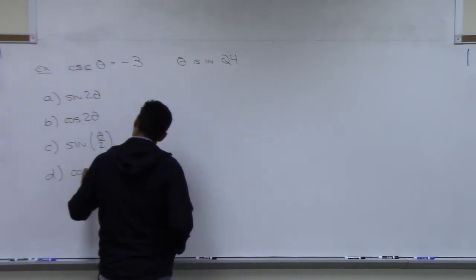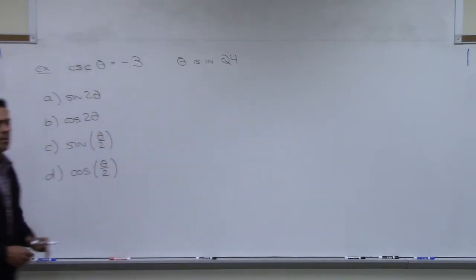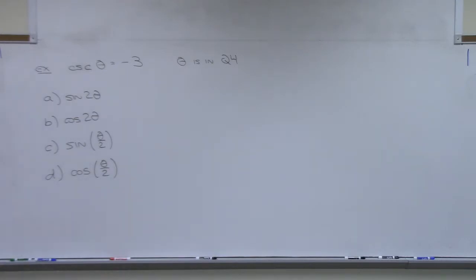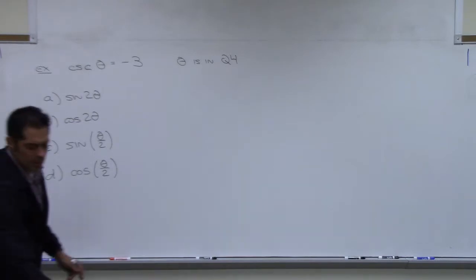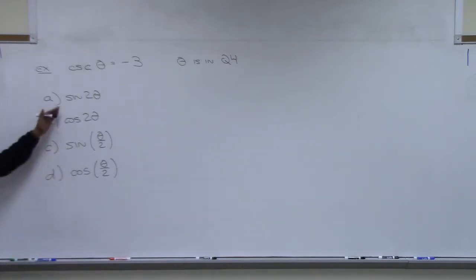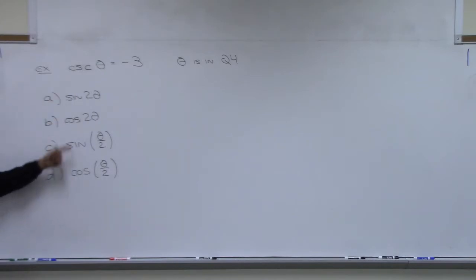Is it always going to ask us to look for 2 theta? Like, are those always going to be what we're looking for? In this homework, in this section, yes, because this section is about the double angle formulas and the half angle formulas. That's what this is about. So that's what you're going to primarily see here.